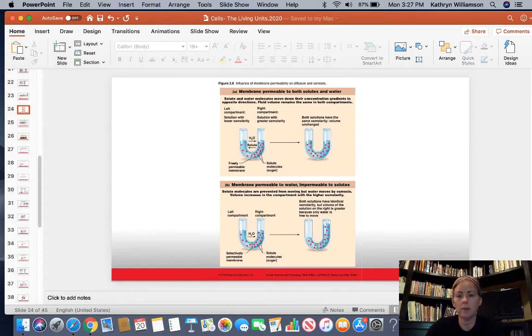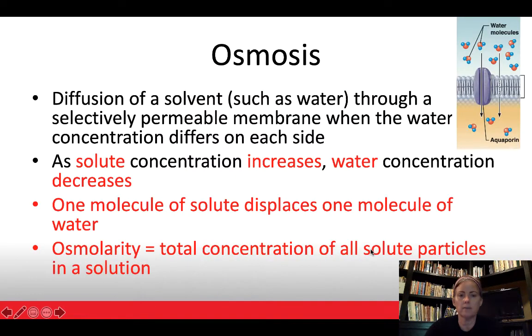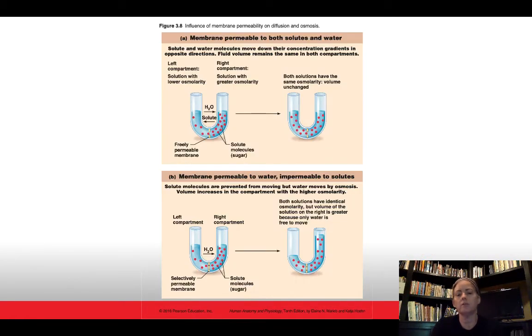Okay, so we're going to pick back up with talking about osmosis, which is going to be diffusion of a solvent. And most commonly, when we talk about osmosis, we're referring to water. In realizing that concentrations of water and concentrations of solutes are related to each other, meaning that if solute concentration increases in a certain area, then water concentration is going to decrease. So they have this inverse relationship because every molecule of solute is going to kick out a molecule of water. So let's look at a couple examples of this.